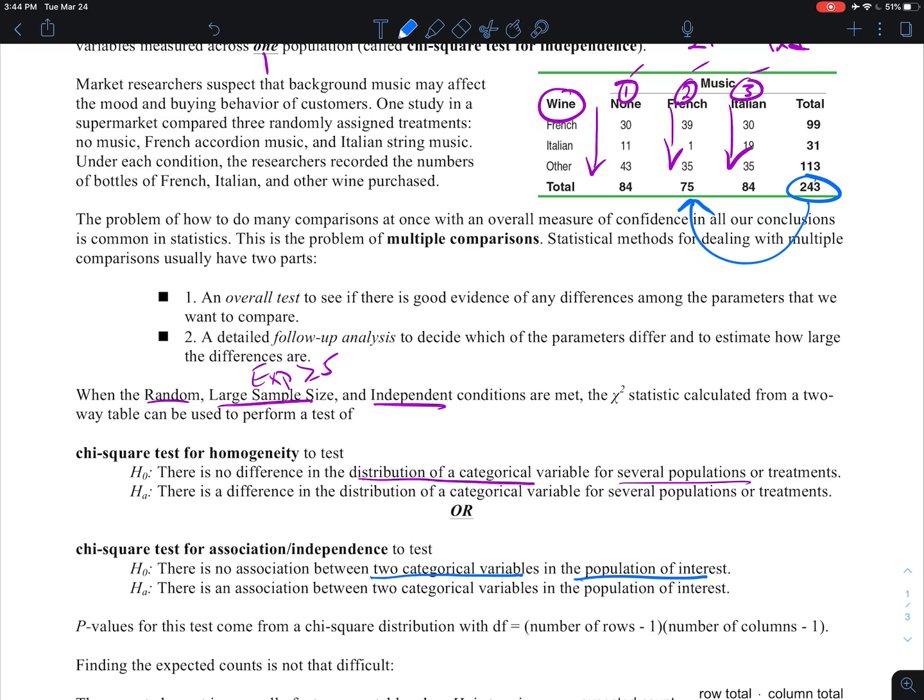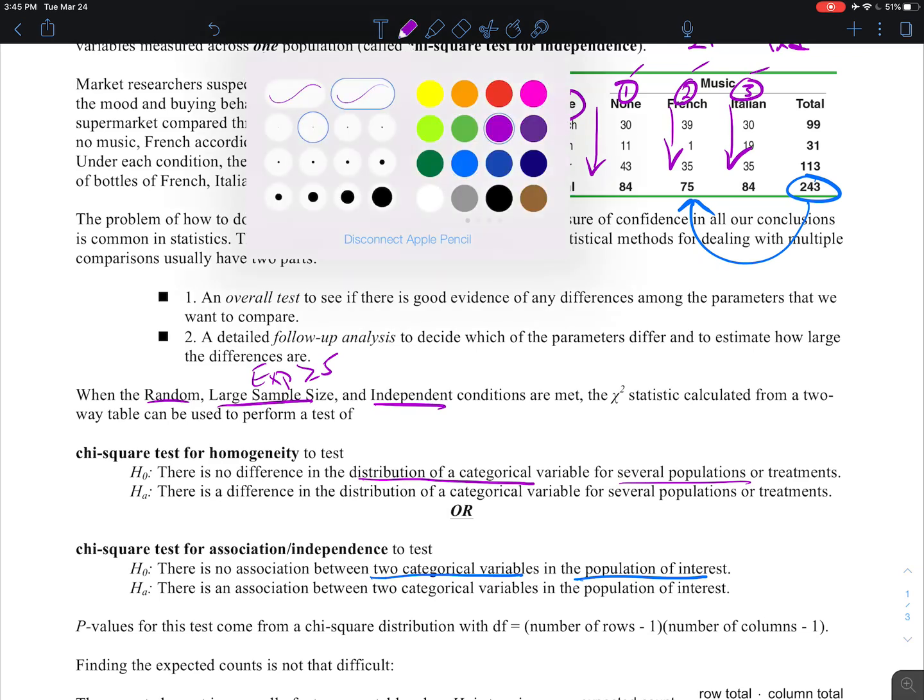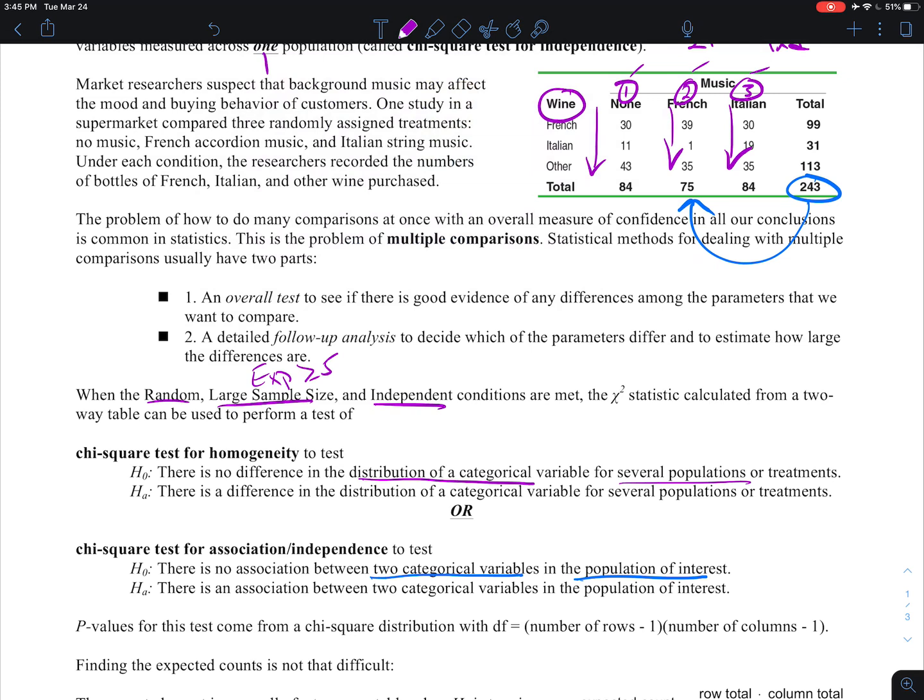independence. So it really depends on the language of the question. How were the people obtained? Was it, I took a random sample while no music was playing, I took a random sample while French music was playing, and I took a random sample while Italian music was playing, and therefore it's a test for homogeneity? Or did I take one random sample of people shopping and then filtered them by the type of music that was playing when they bought their particular type of wine?